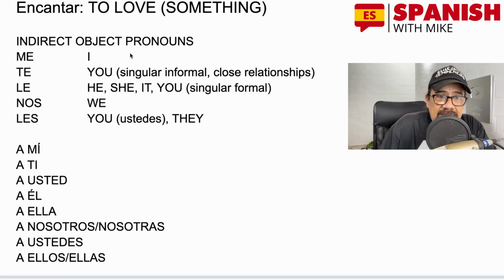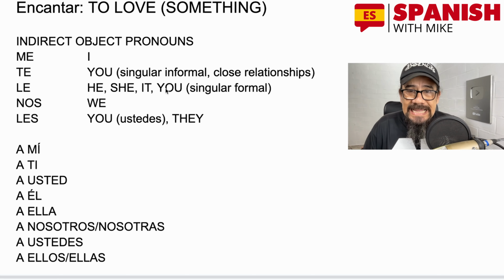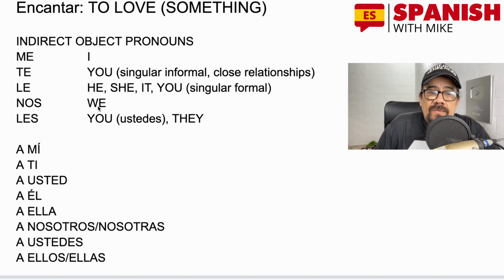So we have the indirect object pronoun for I, me. For you in the singular informal close relationship form, which is tú, would be te. For he, she, it, or you in the singular formal way, which is usted, would be le. For we, which is nosotros, would be nos. And for ustedes, you, the plural, or they, les.